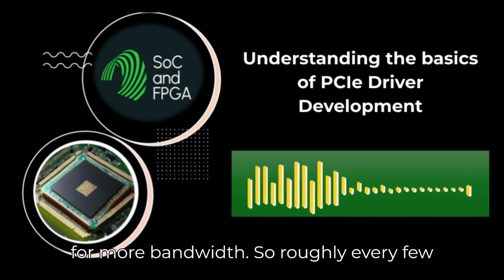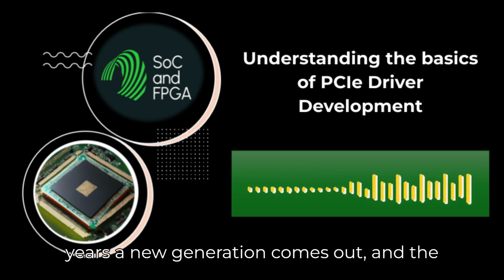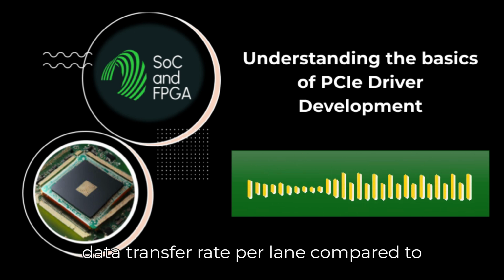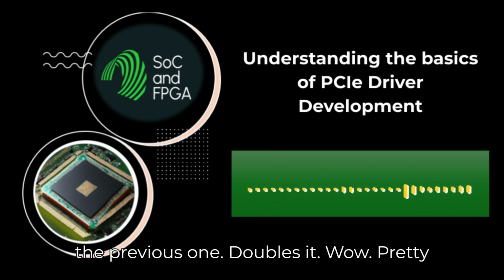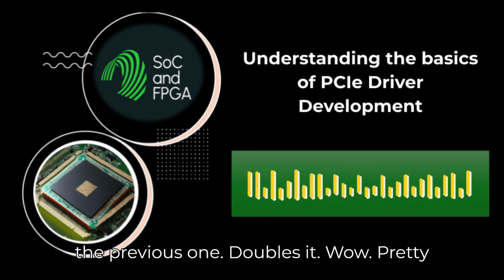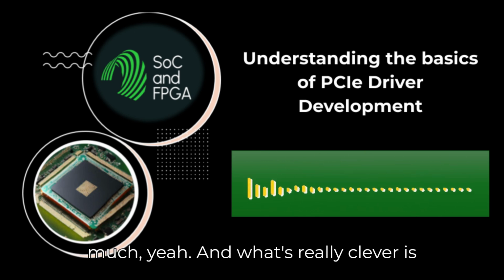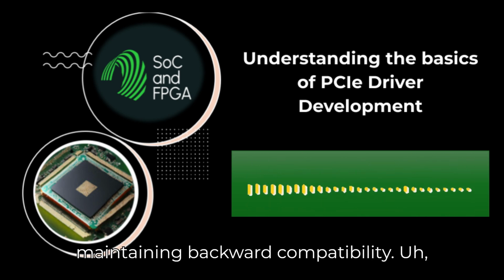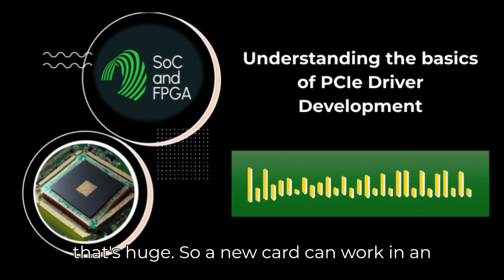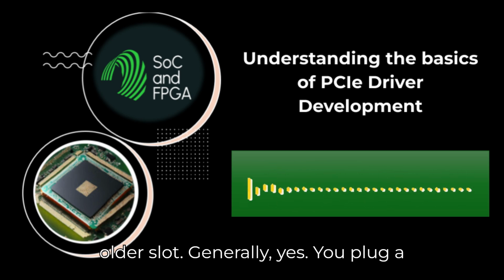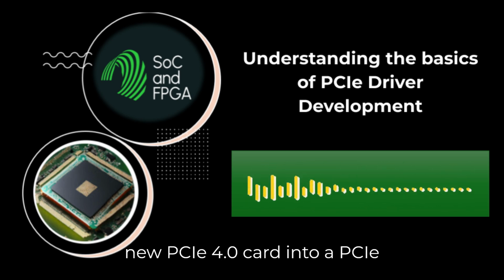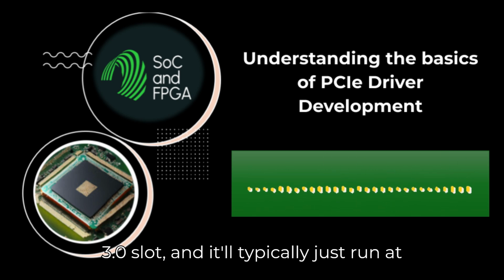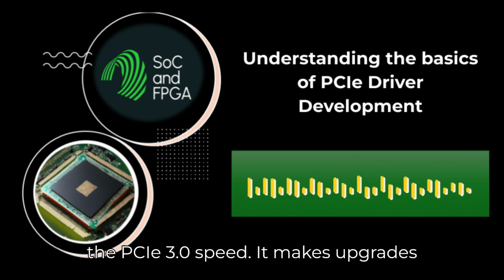So roughly every few years, a new generation comes out, and the headline is usually that it doubles the data transfer rate per lane compared to the previous one. Doubles it. Wow. Pretty much, yeah. And what's really clever is they've managed to do this while maintaining backward compatibility. That's huge. So a new card can work in an older slot. Generally, yes. You plug a new PCIe 4.0 card into a PCIe 3.0 slot, and it'll typically just run at the PCIe 3.0 speed. It makes upgrades much easier.